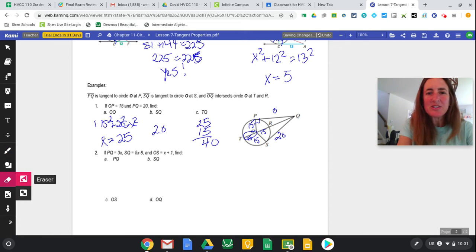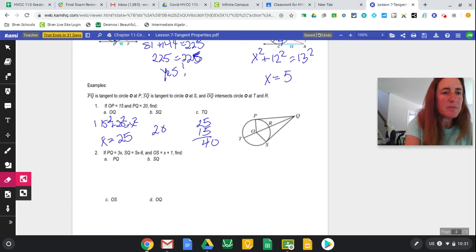I'm going to use my eraser to get this stuff off my circle. Hang on a second, it's a little slow. There's like 5 people on a Google Meet in my house.